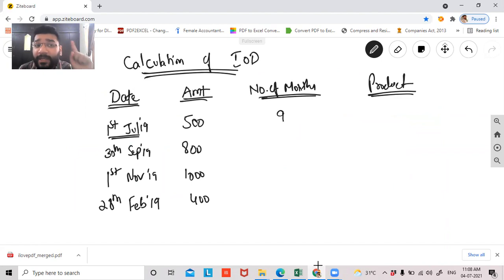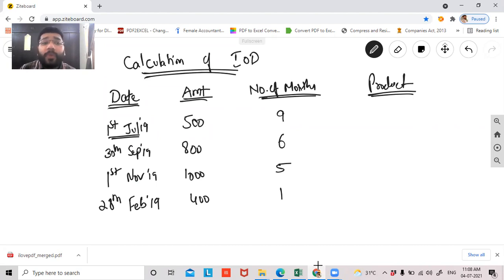Guys, it is 1st of July, so I should include the July month also. Second case, guys, 30th of September, the amount is drawn. So 30th of September is month end. Ignore September. Calculate from October: October, November, December, Jan, Feb, March. 6 months. 1st of November, so I should include November: November, December, Jan, Feb, March. 28th of February, so ignore February. I'll take 1 month of March.